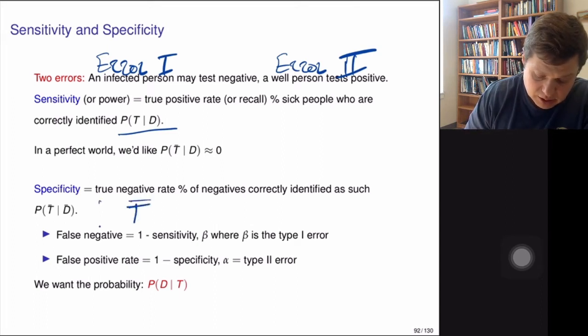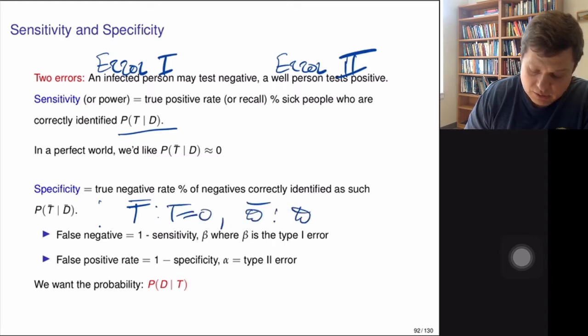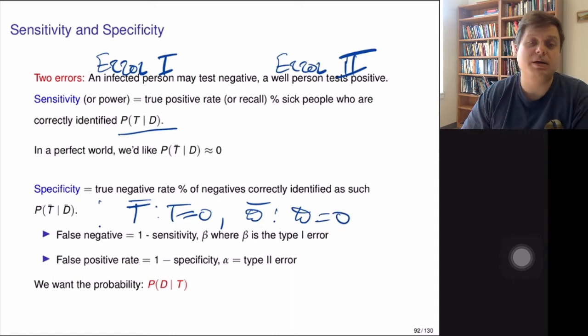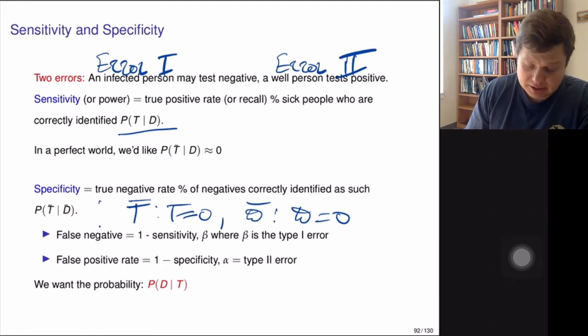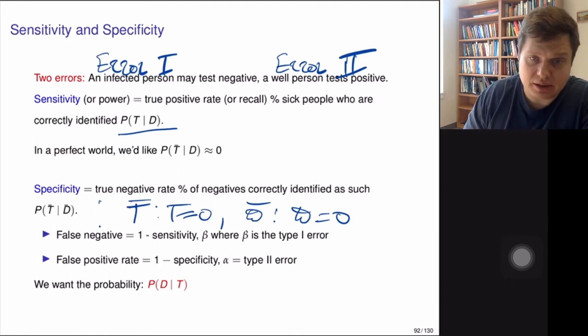Here I'm using those notations. T bar stands for t equals 0, and d bar stands for d equals 0. Bar means not, negation. So t bar means not tested positive, and d bar means not a sick person, a healthy person.